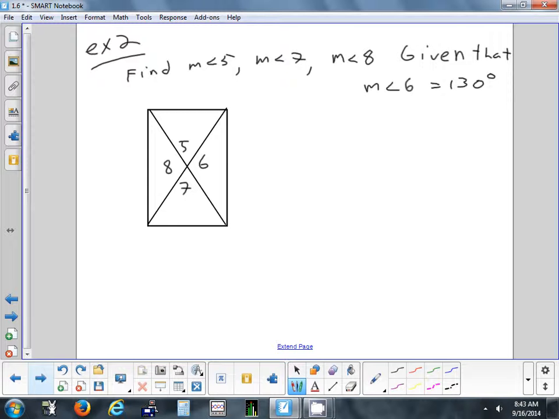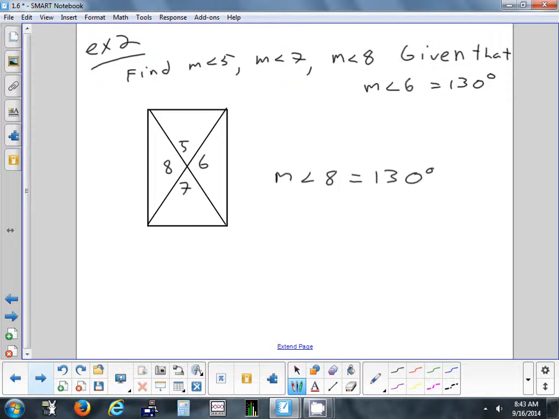Yeah? 8's 130, it's a vertical angle. Sure. 8 and 6 are vertical angles. That means they have to be congruent, which means their measures are equal. So if 6 is 130, 8 is 130. Good. Now we need 5 and 7. Yep. How about Kira?